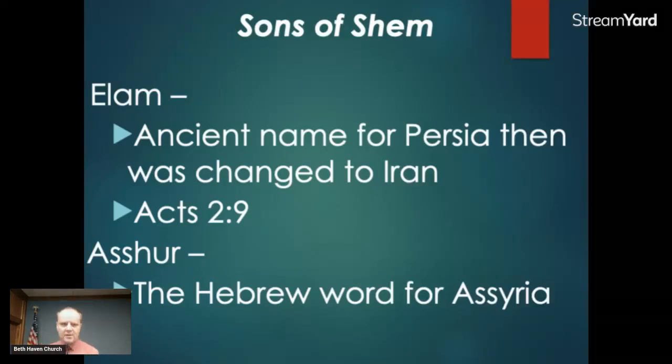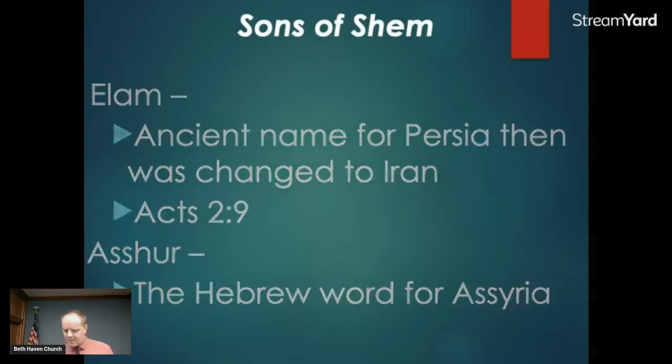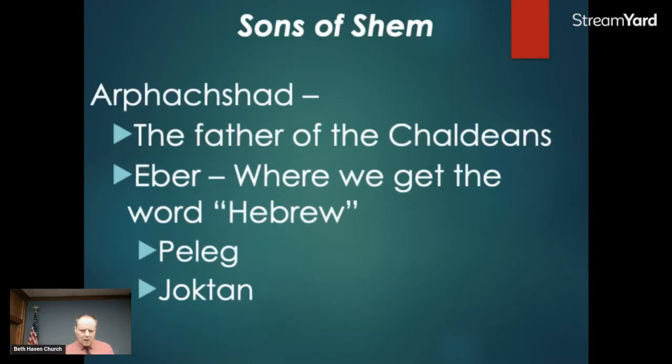Now, you recognize some of these other names, and when we're going through them, you go, oh, I recognize that name. It's just we're talking about the ancient names. And where do we find these ancient names? Genesis 10. Okay. Arphaxad, the father of the Chaldeans. Eber. Eber is where we get the word Hebrew. Eber had two sons, Peleg and Joktan. Those are important names, because these are the times in which the world was divided. Again, that'll be discussed a little bit further next week.